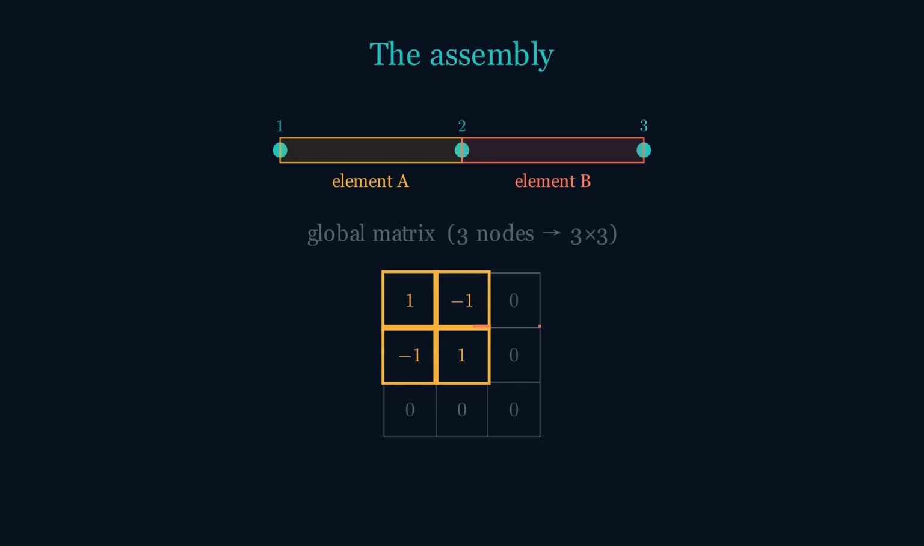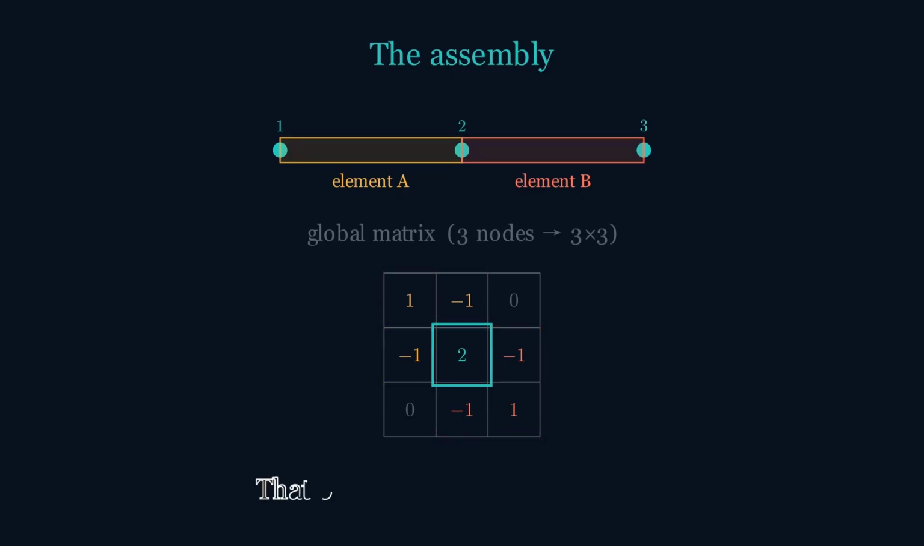Element B connects nodes 2 and 3, so its numbers go into the bottom right block, rows and columns 2 and 3. But watch the center cell. The middle node belongs to both elements. So the center cell receives a contribution from A and from B. They don't replace each other, they add. 1 plus 1 becomes 2.